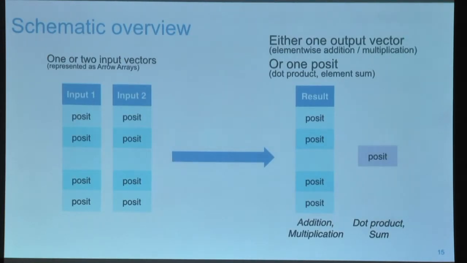So the BLAS accelerator. The schematic overview would be that we use Arrow to represent the two input vectors as two Arrow arrays, and then depending on the operation that we do, we get either one output vector, if we do element-wise addition or multiplication, or one posit, if we do the element sum over all the elements in one vector, or if we do the dot product.